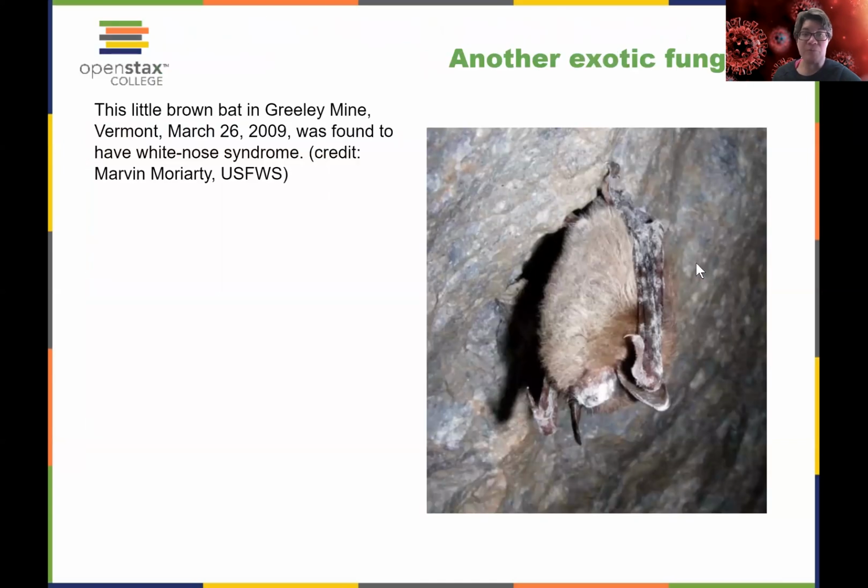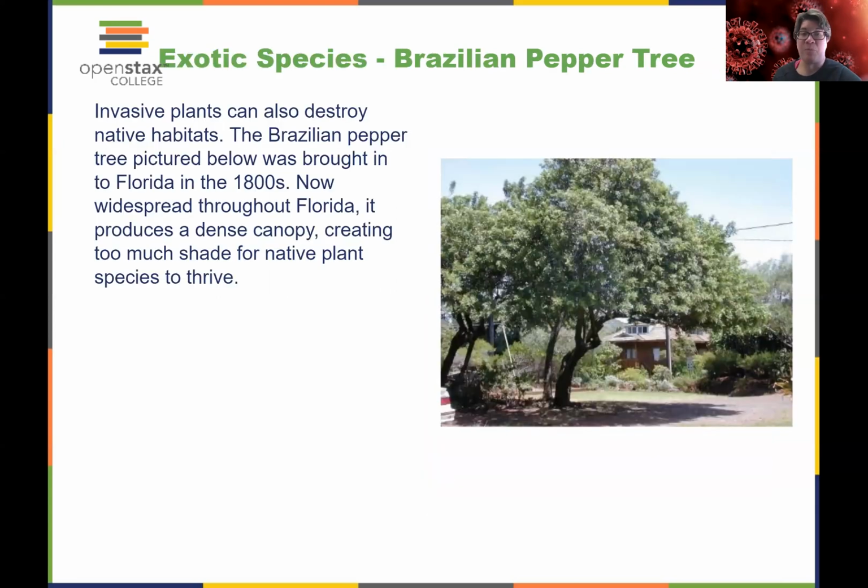And then here's a little brown bat. This is another exotic fungus that affects bats. And this is in Vermont. So the bats are native to here, but the fungus is not, and it's killing off the bats. They don't have immunity towards it. There's nothing to really help them.